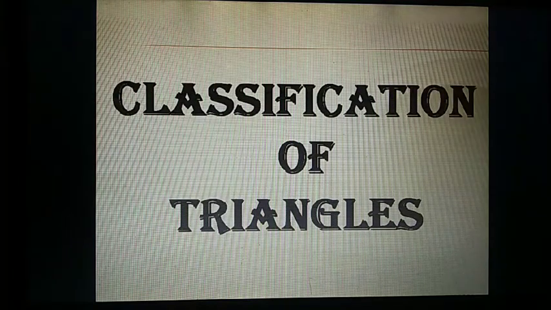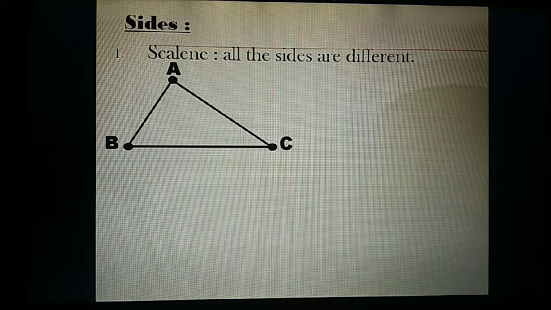Now, classification of triangles. We can classify triangles in two ways. First, on the basis of sides. Second, on the basis of angles. First, we will cover sides. There are three types of triangle. Scalene, where all the sides are different. Here you can see in triangle ABC, all the three sides are different.